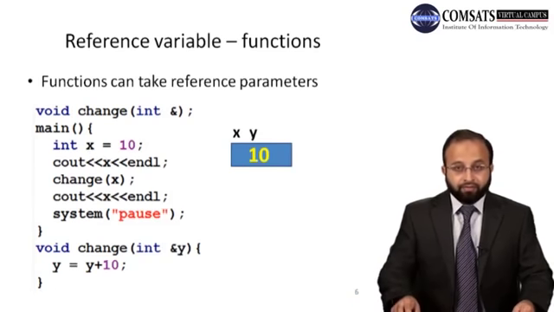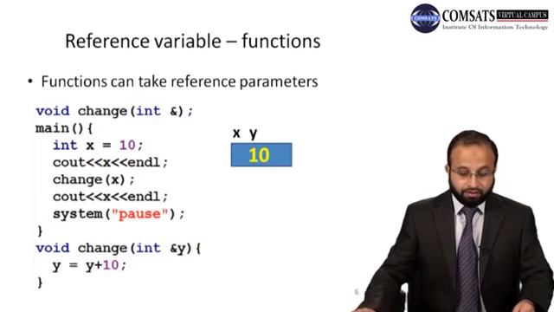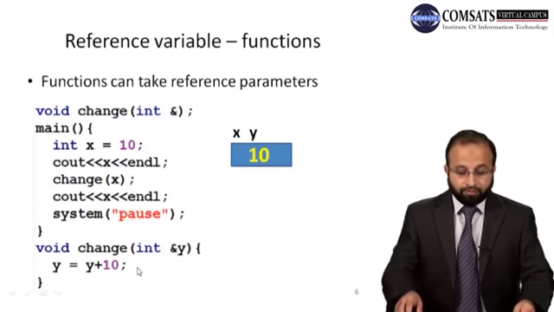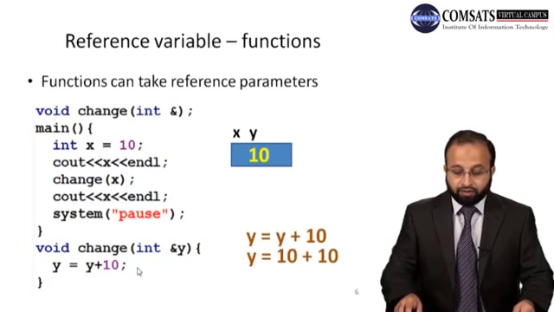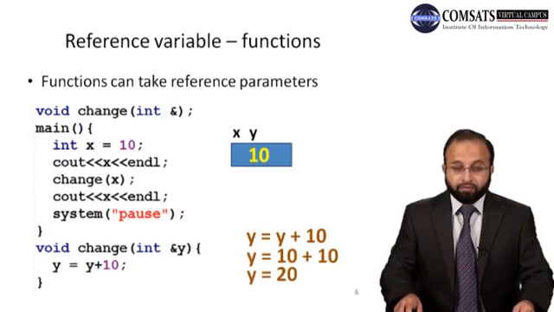x. Now within the change function you can access the memory that is allocated for the variable x of the main using y, and the same memory can be accessed using variable name x within the main function. So when the statement y = y + 10 is executed, it is actually y = 10 + 10, and y = 20. So 20 will be stored in y, it will be stored here like this.